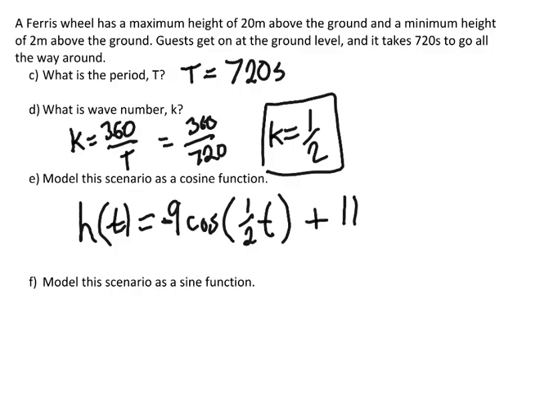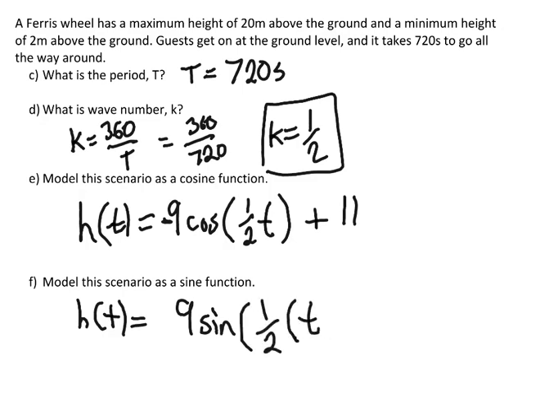So when I'm modeling this as a sine function, I can say h of t is positive 9, because I was using a positive sine function there, a half for k, t, and then I'm moving forward 180, so minus 180 to go forward, and the same c value of plus 11.